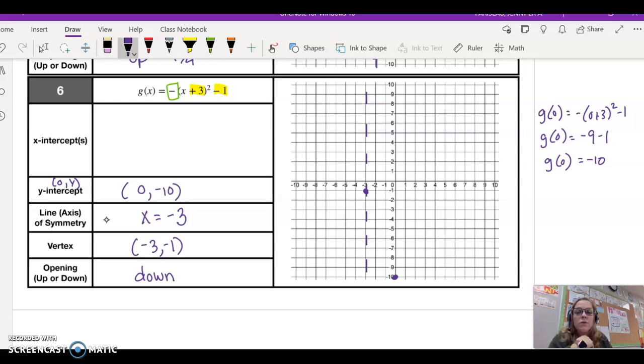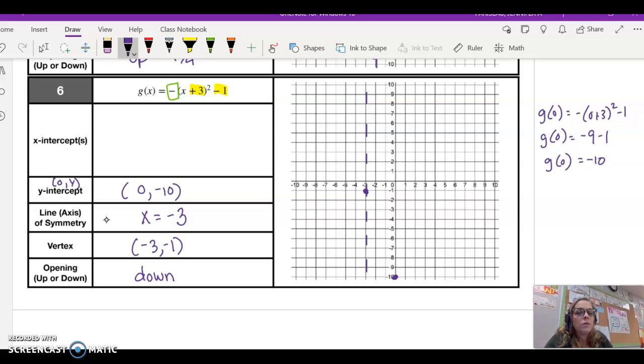So that must mean if it's going down, it's not going to intersect the x-axis. So I don't even need to waste time trying to factor this because it's not going to be factorable. The thing is, if it's not factorable, remember that doesn't mean that it's not a function. It just means that it doesn't cross the x-axis, so it doesn't have any roots.